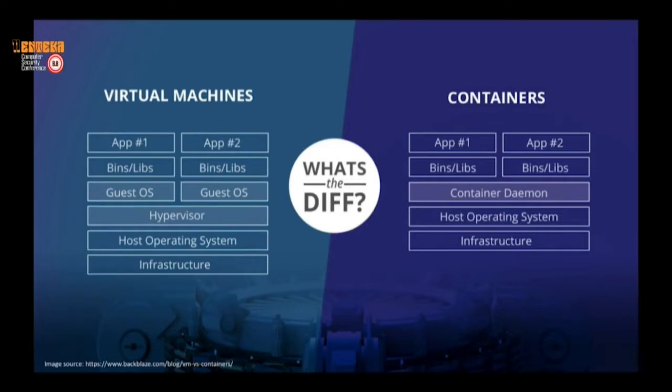For example, in a virtual machine environment, we have an infrastructure operating system which is being shared, and then we have the hypervisor which has its own guest operating system, and then further libraries and applications running on the virtual machine. In the case of containers, the sharing of the layer is also at the operating system. So the host operating system layer is shared, and then there is a container daemon which runs, wherein all different kinds of applications and libraries can run on that particular container daemon. In that case, it breaks the guest operating system layer from the overall architecture.